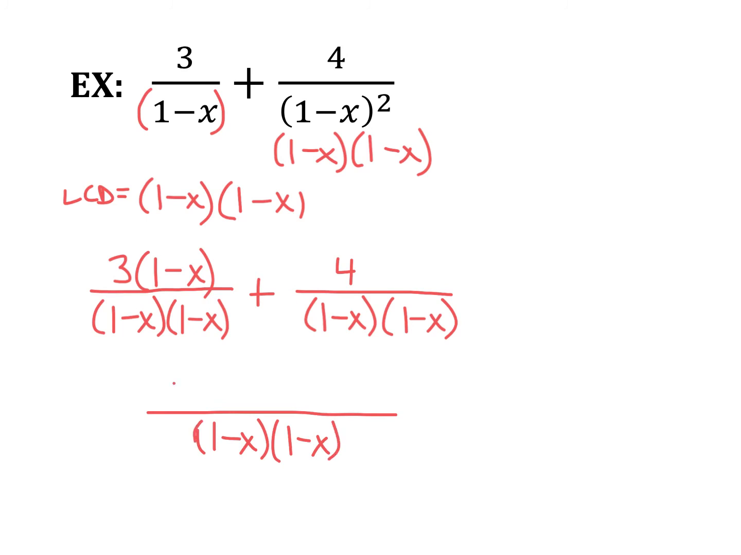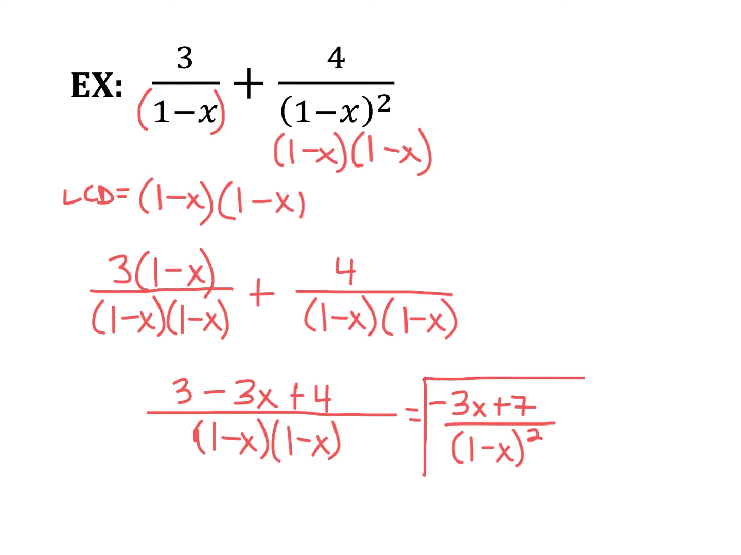In the numerator, I need to distribute the 3, so I get 3 minus 3x, and then I have a plus 4 from my second rational expression. Then if I go through and simplify my numerator, I get negative 3x plus 7. That will not factor, so that is completely simplified. And then in my denominator, I have 1 minus x quantity squared. And since there is nothing more that I can do to simplify my numerator or simplify my denominator, this will be my final answer from adding those two rational expressions.